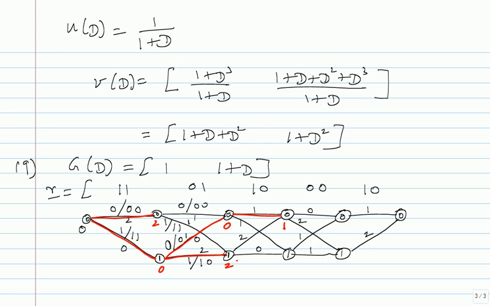Here you do 0 plus 1 is 1, and then 1 plus 0 is 1, 1 plus 1 is 2, and then you pick this guy, 1 plus 1. Okay, so the survivor path finally is this guy.